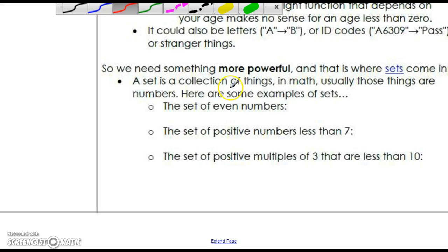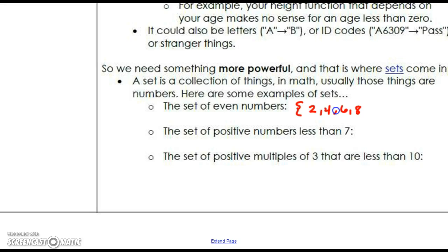We do need to talk quickly about sets. This is just kind of a quick little section on sets. We'll get more into sets later on. But sets, for example, a set of even numbers, 2, 4, 6, 8, 10, etc. A set of positive numbers less than 7, 3, 4, 5, and 6. And then a set of multiples of 3. So 3, 6, 9. That's a set of multiples of 3.